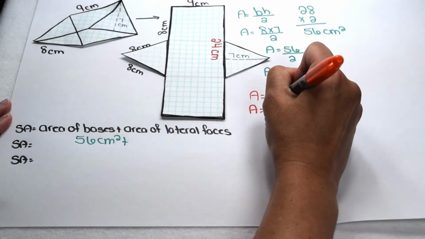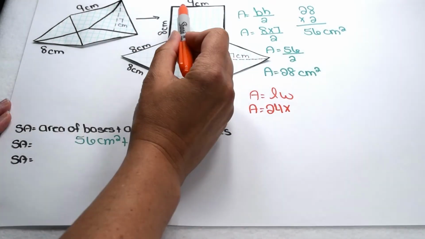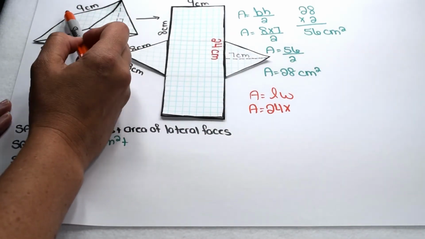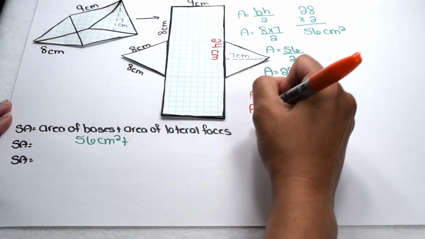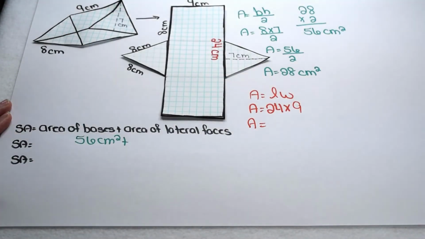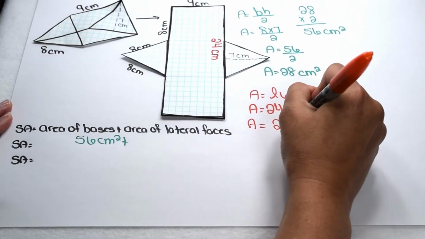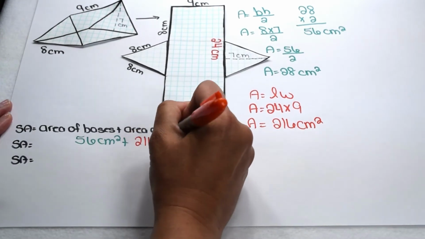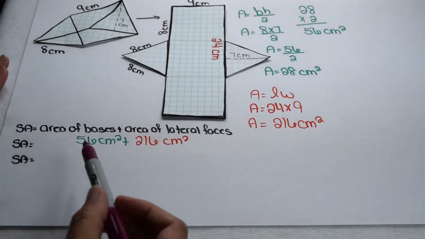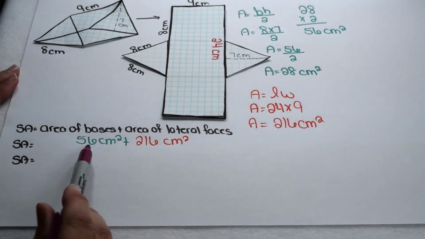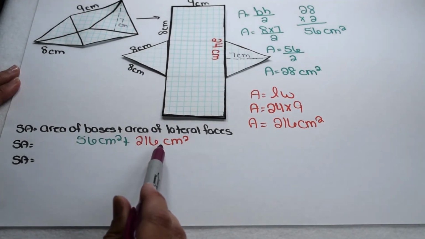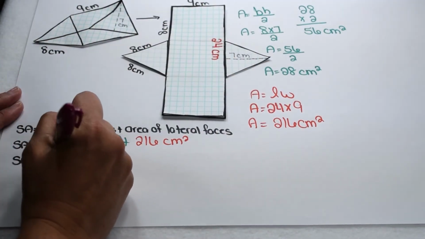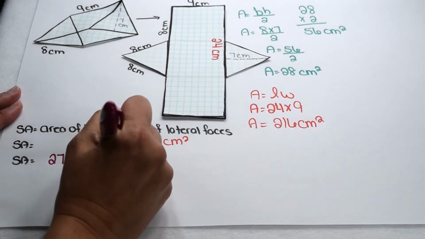So we can put that into our equation. Then for our width, we can see our rectangle is 9 centimeters across. Well, that comes from the height of our prism, the distance between the bases. So 24 times 9 is going to give us the total area of our lateral faces. 24 times 9 comes out to be 216 square centimeters. We can then put that into our equation for the total area of our lateral faces. So to find our total surface area, area of the bases, 56 square centimeters, plus area of the lateral faces, 216 square centimeters, means our triangular prism has a total surface area of 272 square centimeters.